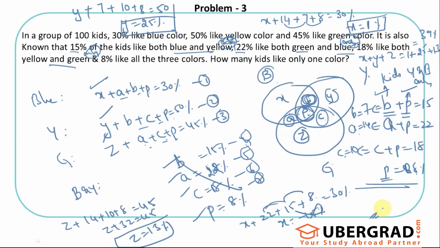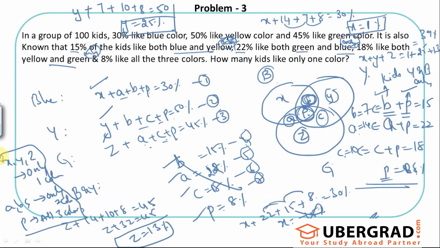Right? It's simple once you get the hang of this application, like 3 circles have 7 variables x, y, z, a, b, c, p. Just understand the x, y, z are only one color, a, b, c are only 2 colors liked, and p is all 3 colors. Right? That is how you should have the 7 variables, and accordingly write the clues the proper way and get the answer.